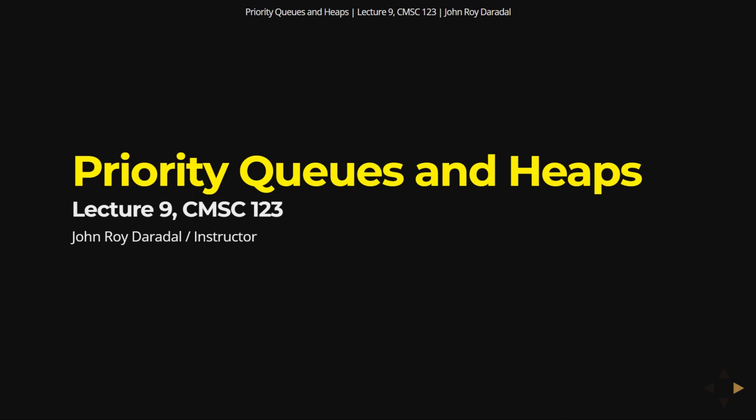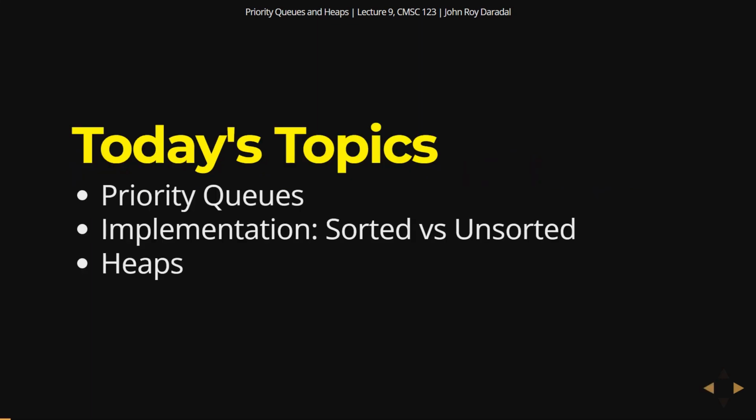Hello everyone, this is Lecture 9 of ComSci 123, Priority Queues and Heaps. In today's video, we will look at another ADT called the Priority Queue and look at how to implement them using the sorted and unsorted DLL. We will also look at heaps, which are data structures that are used to implement priority queues.